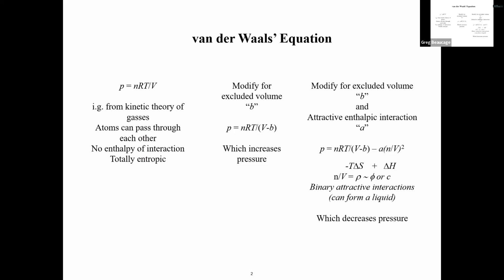That volume could be more or less depending on whether the thing's charged. For a positively charged colloid, which is repulsive, you have a bigger excluded volume. It could be a soft potential or a hard-core potential. So you can put a lot into it, but it's going to have the same form.